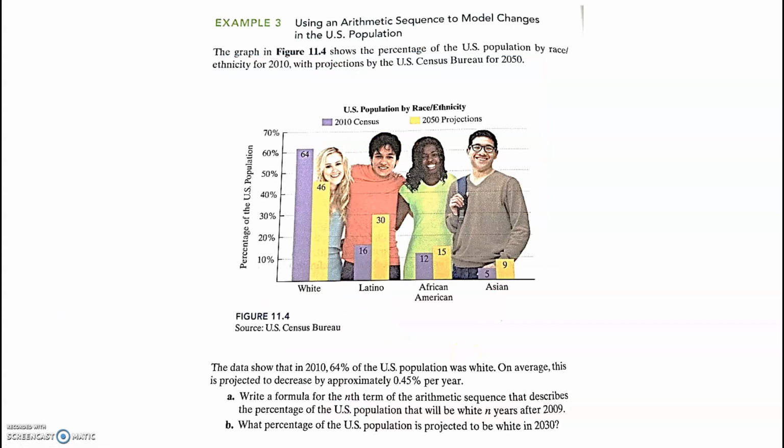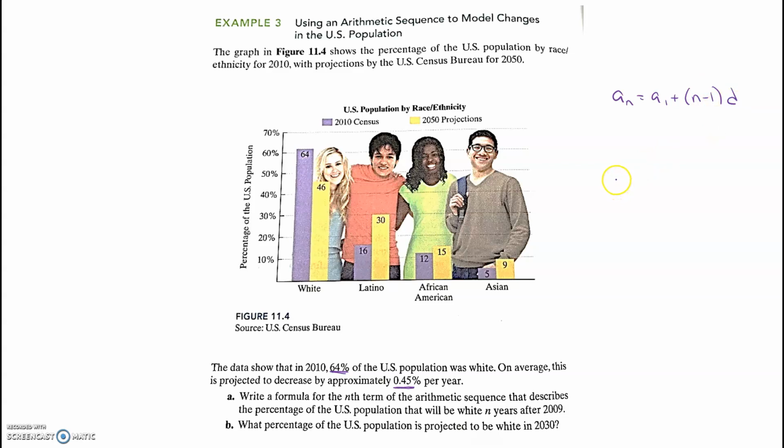Of course, we're going to have some word problems. So here it says the data shows that in 2010, 64% of the U.S. population was white. On average, this is projected to decrease by approximately 0.45% per year. So this says write the formula for the nth term. So we're going to use that formula, a sub n equals a sub 1 plus n minus 1 times our common difference.